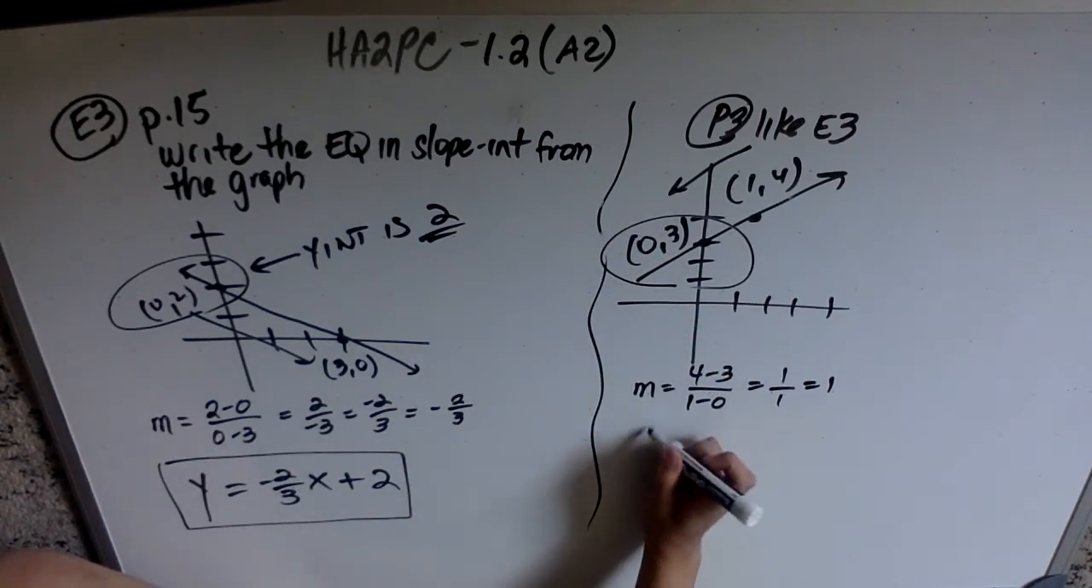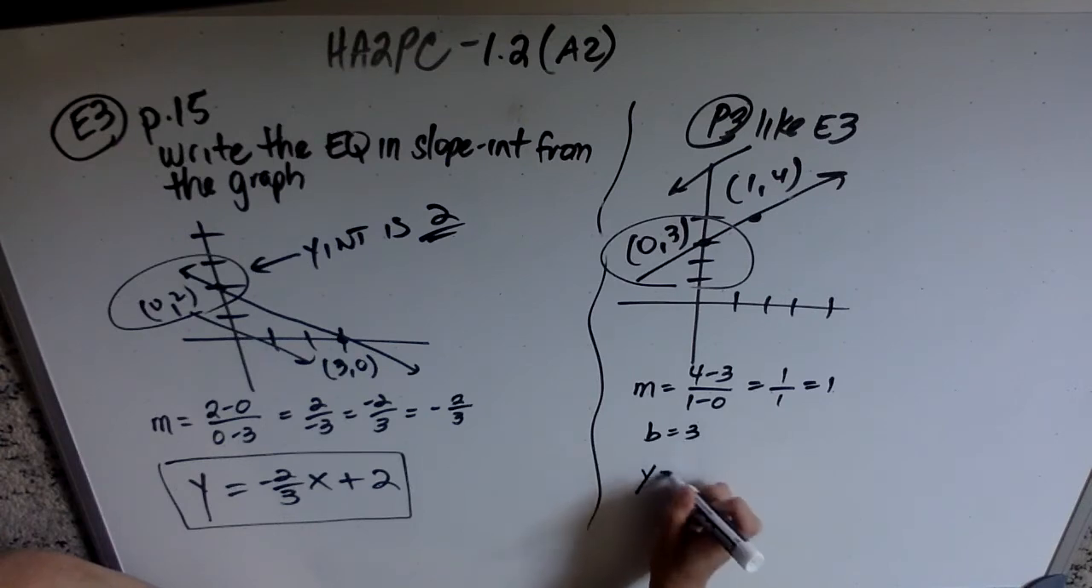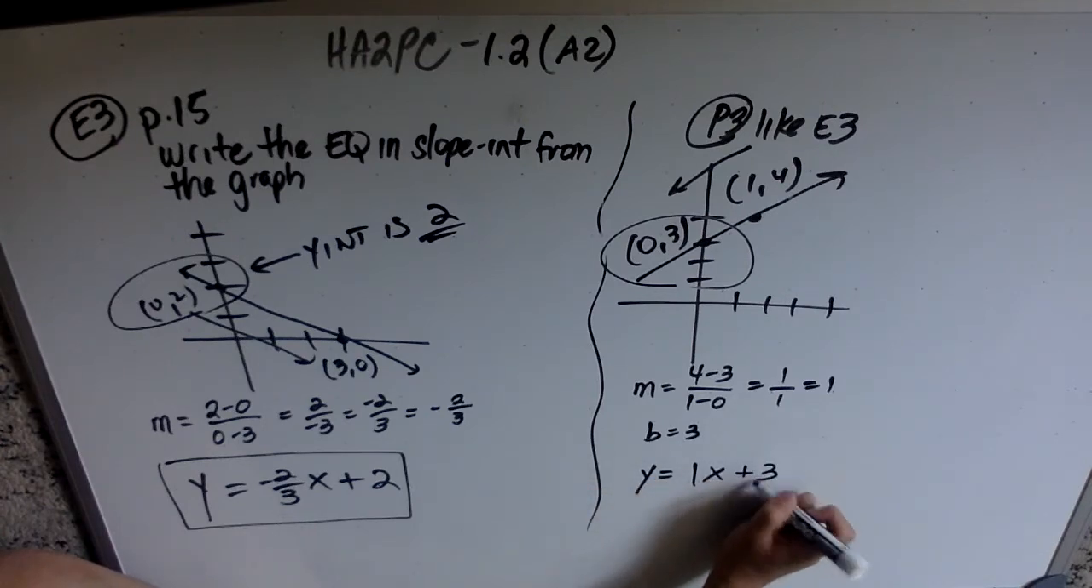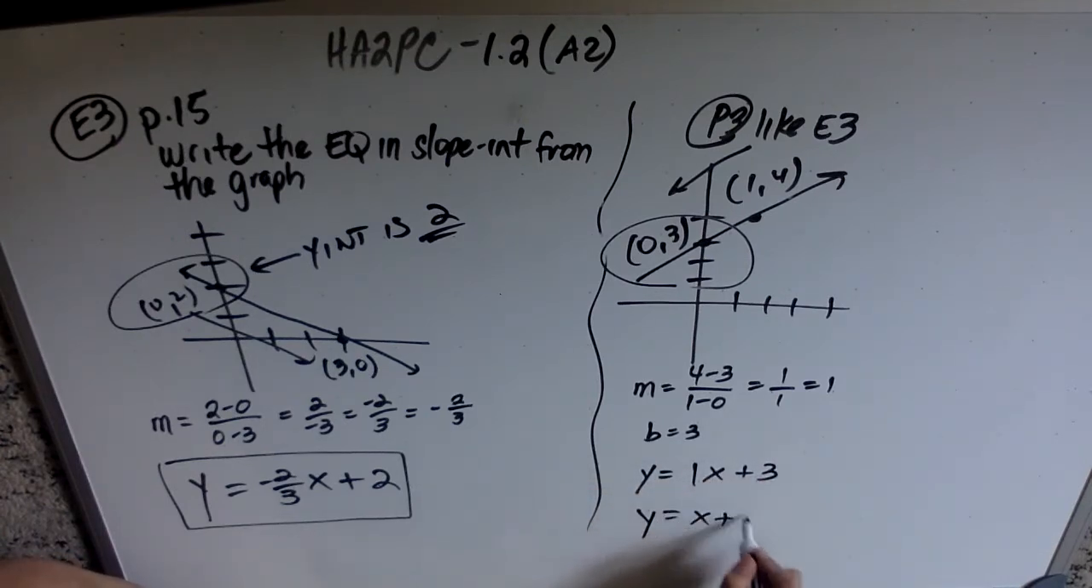The y-intercept is 3. So since I know that, my equation is 1x plus 3, or if you want, you could just write it as x plus 3. Either of those would be fine. Conventionally, we just don't bother to write the 1 when it's the coefficient. Cool. All right.